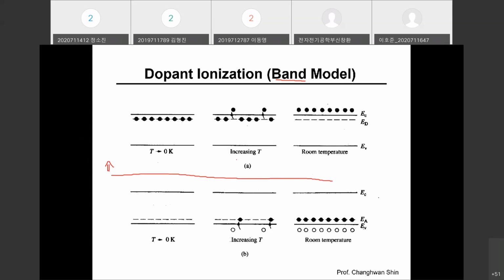On the upside, figure A, this solid black line indicates the band edge of the conduction band as well as the valence band, so E_C and E_V are there. And here the dotted line indicates the energy state of donors, right? Because it's E_C minus E_D. The energy difference, E_C minus E_D, indicates the ionization energy for dopant atoms.